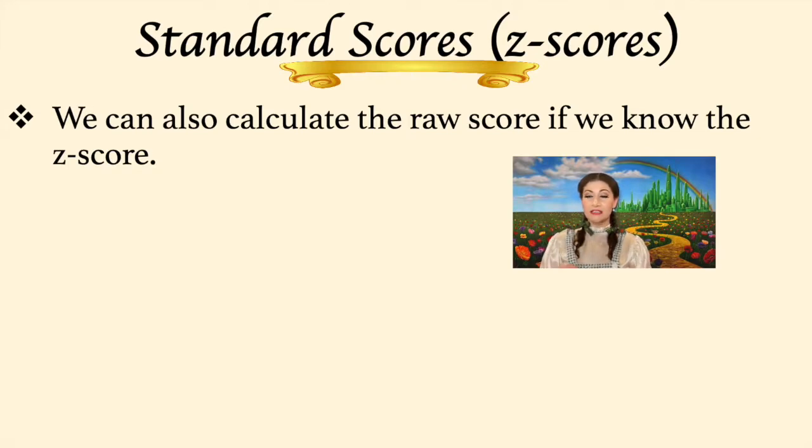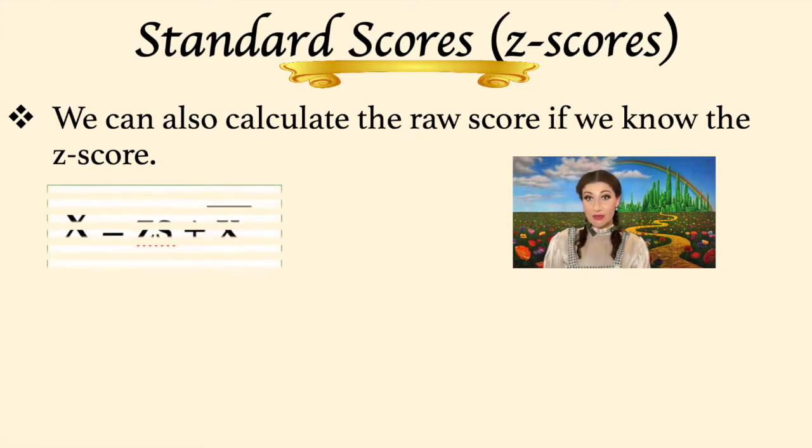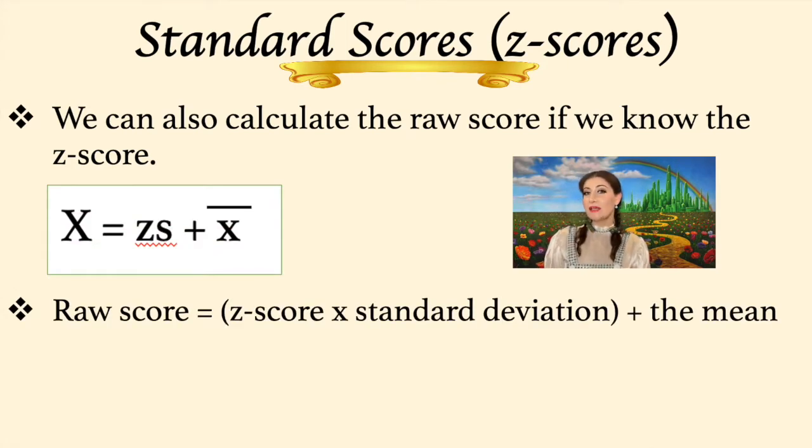However, we can also calculate the reverse. If we know the z-score, we can then calculate the raw score. Basic algebra. So if we take a look at this formula, we can see that x, or the raw score, is equal to the z-score multiplied by the standard deviation plus the mean. Again, order of operations is really important here. It's really easy to make a mistake if you add or multiply in the wrong order. So remember, multiplication supersedes addition. So the first thing you want to do is multiply the z-score times the standard deviation, and then add that whole unit to the average.